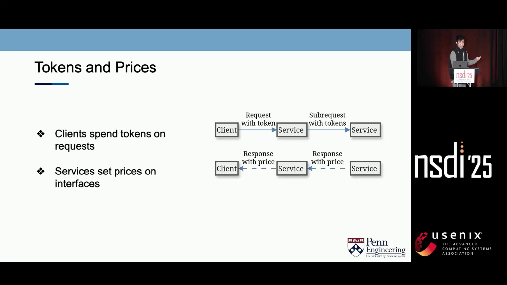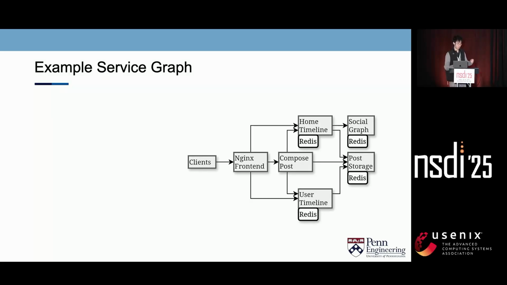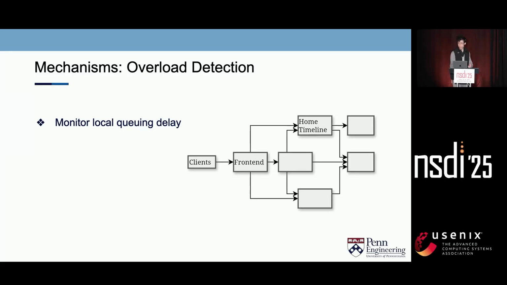So first, what are the building blocks of Rajomon? We use tokens. We ask clients to spend tokens on requests. So they need to put tokens on the request, and then the tokens go along with the request throughout the graph. And we ask services to set the price on different interfaces and charge the incoming request the price. It's like a supply chain. I will talk more about how this works by showing you the mechanism. And while I talk about the mechanism, I'm going to use this simple social network application as a demonstration.